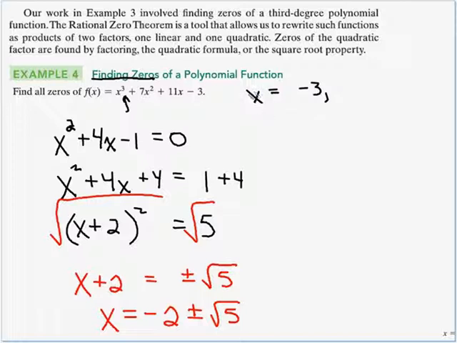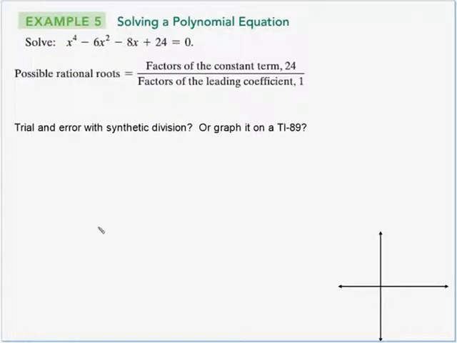So back up here, again, earlier through synthetic division, we found one of our zeros was at negative 3, and we just found 2 more of them. Negative 2 plus root 5 is one of them, and negative 2 minus root 5 is the other one. And there we go. Third degree polynomial should have 3 roots. We found one of them was a rational one, and then we found 2 more that were irrational because of that radical 5. All right, example 5.